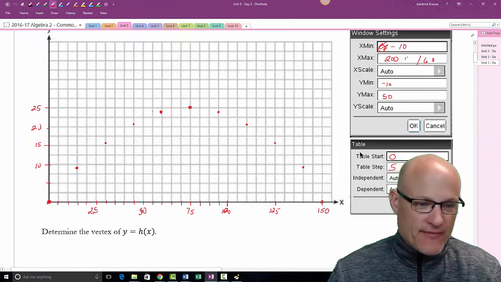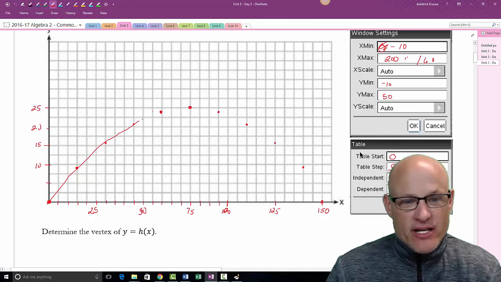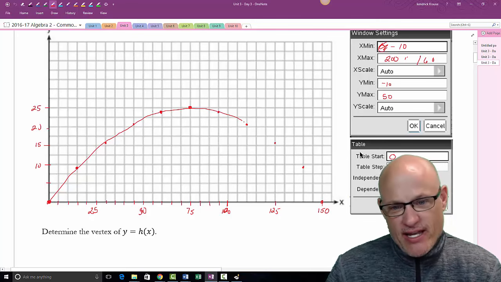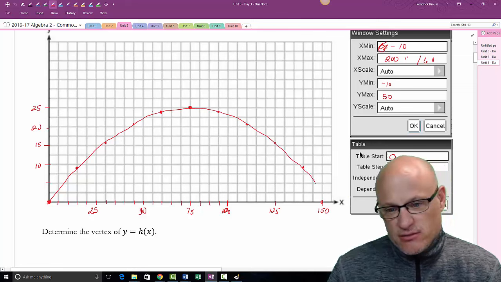We graphed it. Now I got to graph that smooth curve. There's my football. It's up in the air. It's going. It's going. It's going. And it lands right there.